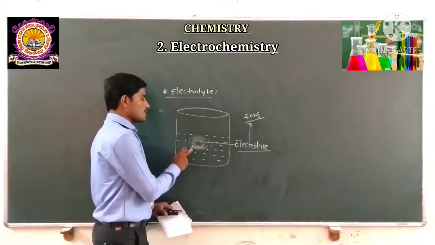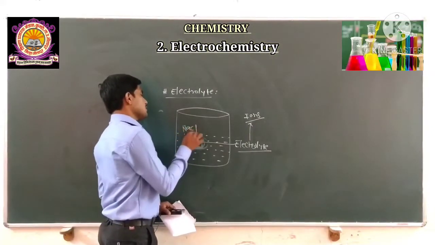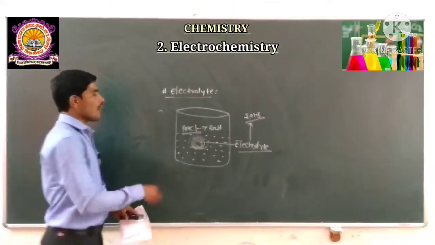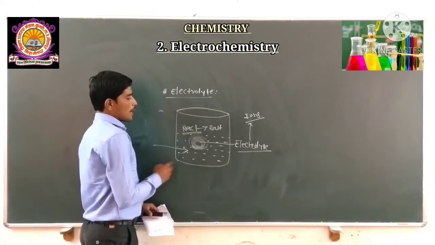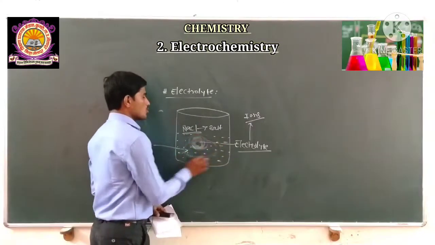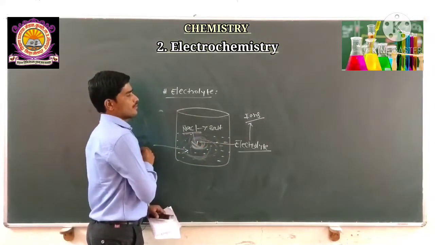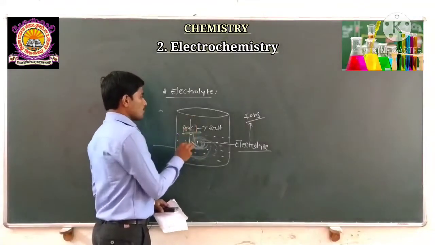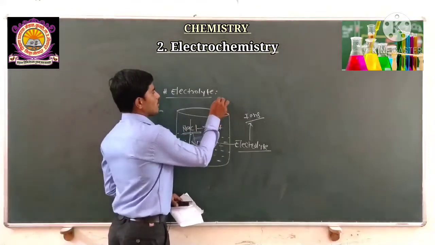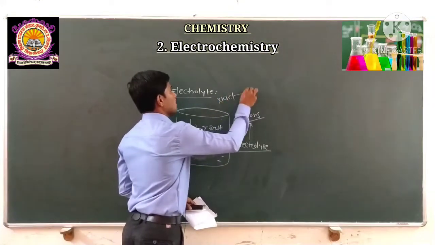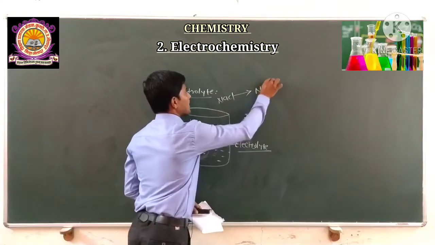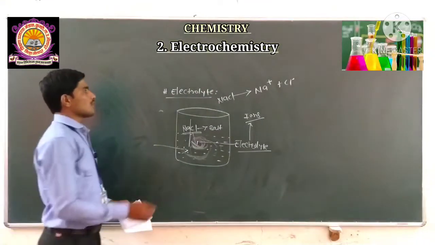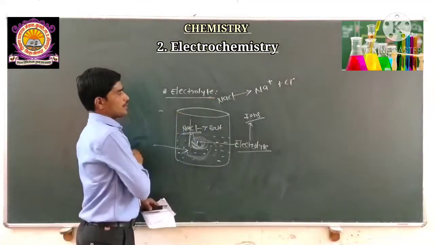Suppose this electrolyte is NaCl; actually it is a salt. If we pass the electric current through this beaker containing the solution of water and NaCl electrolyte, chemical decomposition will take place, which means the breaking of the salt will take place. Then the formation of ions like Na+ and Cl- will take place. So this is all about the definition of the word electrolyte.